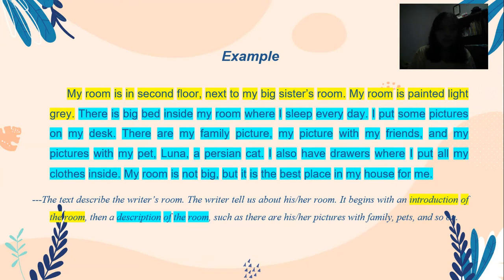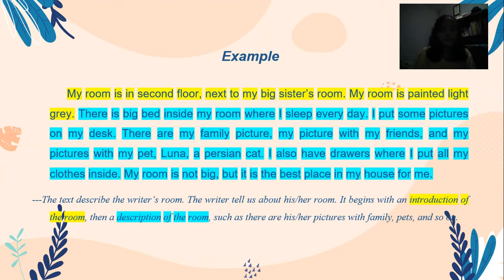And this is the example of description text. My room is in 2nd floor next to my big sister rooms, blah blah blah. There is big bed inside my room where I sleep every day. I put some pictures on my desk, blah blah blah.